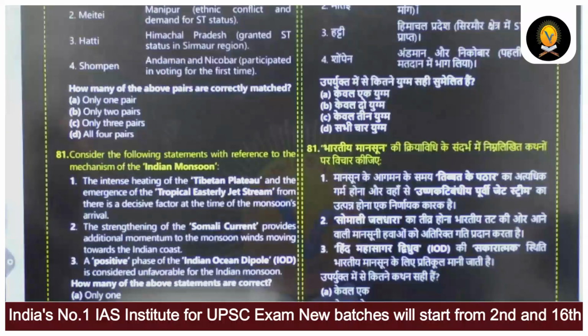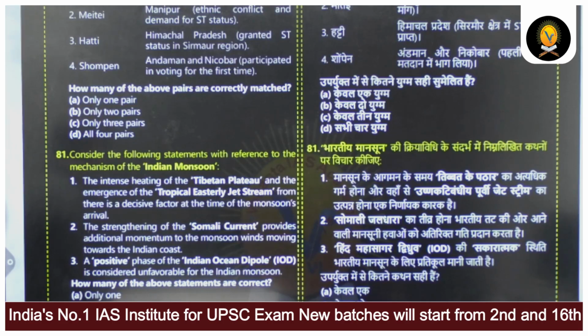Consider the following statement with reference to the mechanism of monsoon. The intense heating of the Tibetan plateau and the emergence of the tropical easterly jet stream form there is a decisive factor at the time of monsoon arrival. Correct. The strengthening of the Somali current provides additional movement to the monsoon winds moving towards the Indian coast. Correct. A positive phase of Indian Ocean Dipole is considered unfavorable, not favorable. So, 1 and 2 are correct.